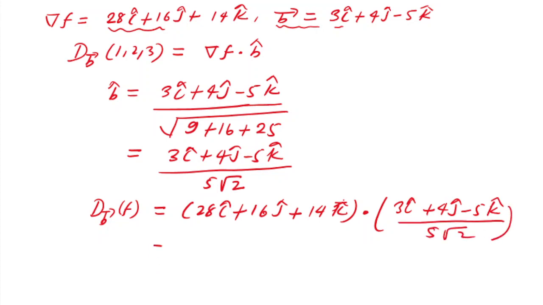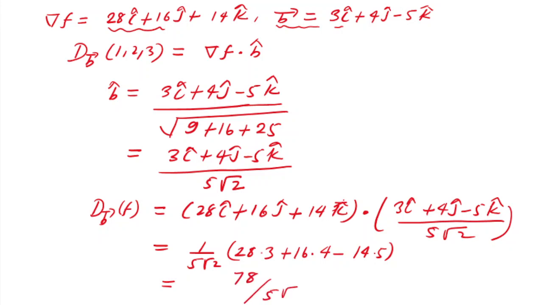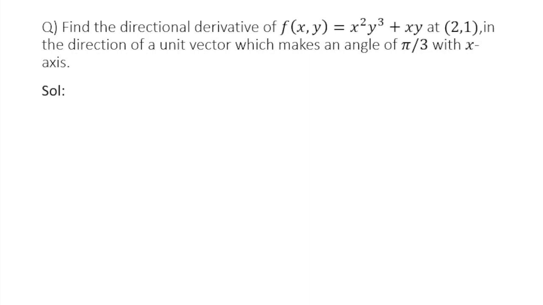So if I calculate the dot product, I can take 1 by 5 under root 2 outside, and here I will get 28 into 3 plus 16 into 4, and then 14 into minus 5, so minus 14 into 5. If you evaluate this, you will get 78 by 5 under root 2. So you can verify this. So this is how we calculate the directional derivative. Let us quickly solve one more problem related to directional derivative.